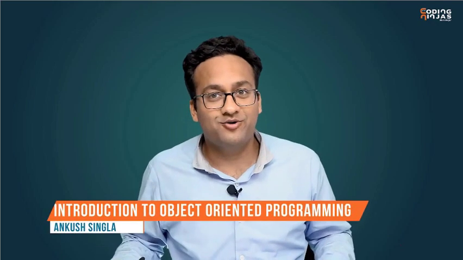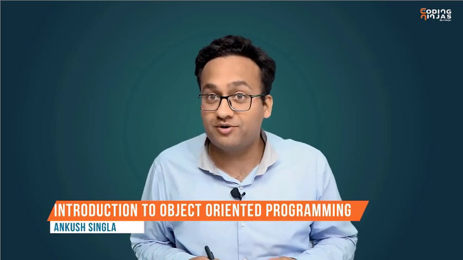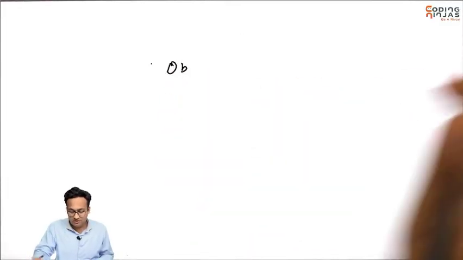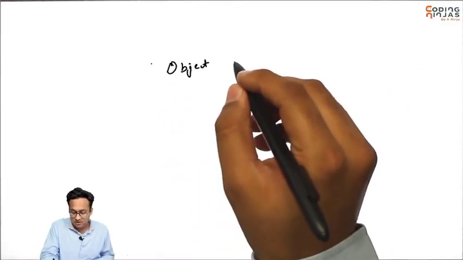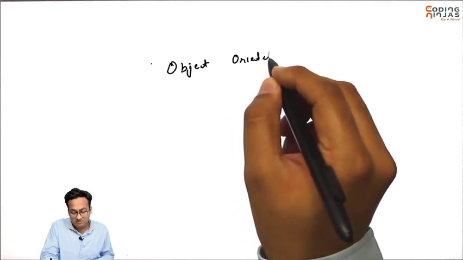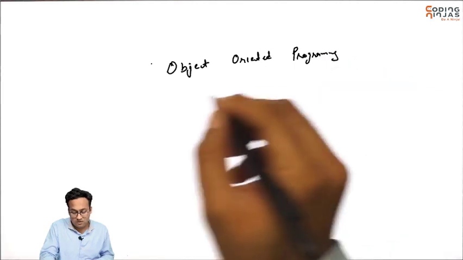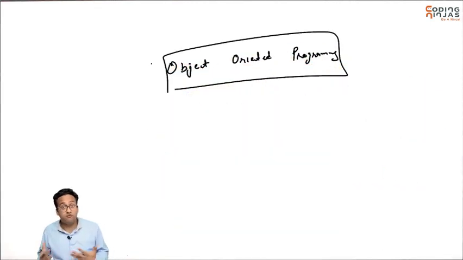Hi. So in this lecture we want to talk about object-oriented programming, right? So object-oriented programming is a programming paradigm, basically a way of doing programming which is extremely useful and is the default way whenever you are doing any kind of development, right?